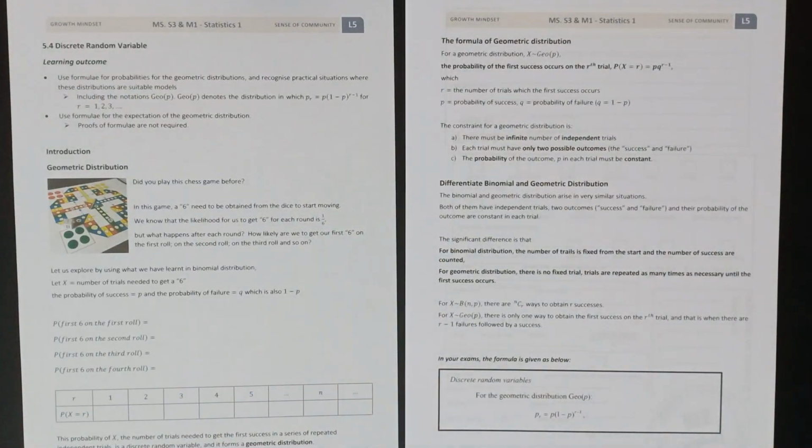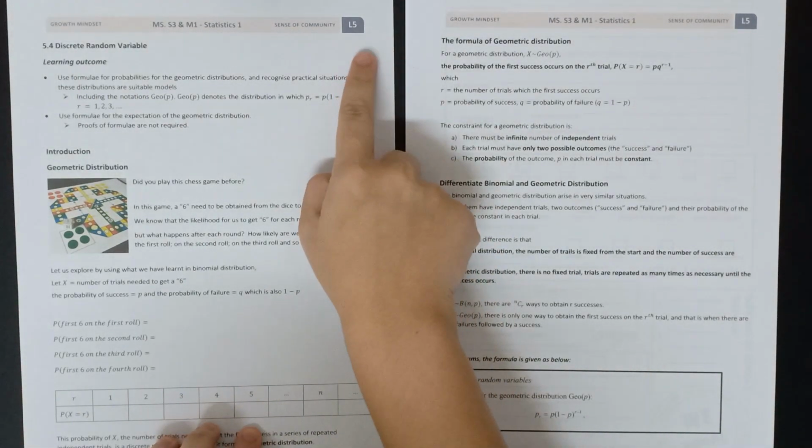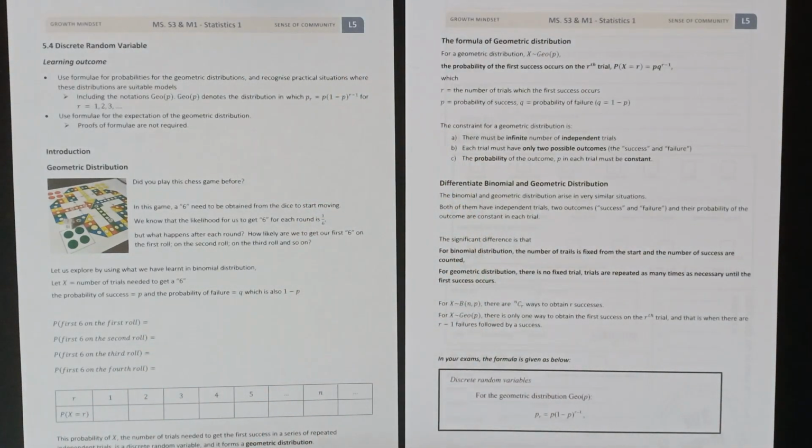Alright, hi everyone. So today will be lesson 5, for our chapter Discrete Random Variable. We'll be having 2 more lessons, meaning today's lesson and Monday's lesson, to finish this chapter. So for today, let's try to recall the lessons.